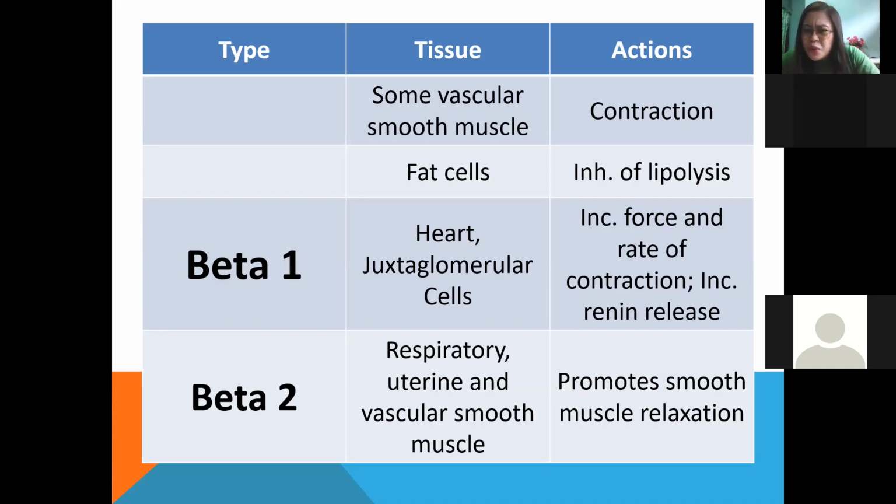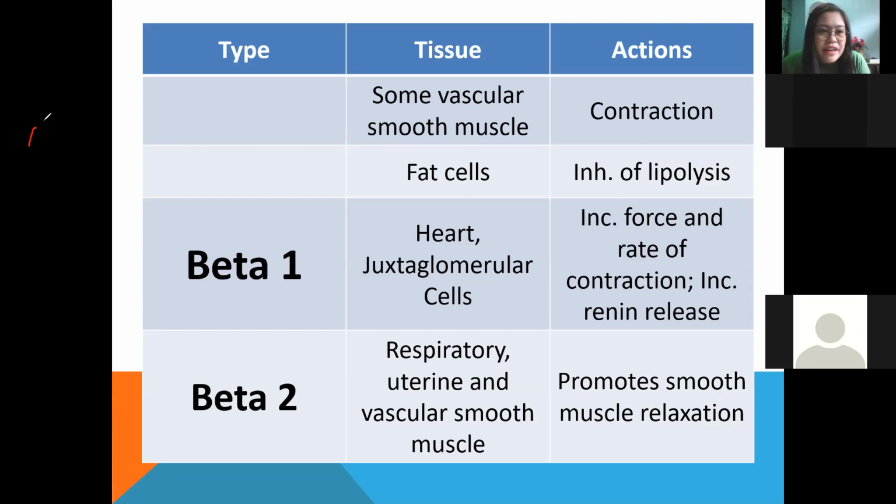Though we can also see beta-1 receptors at the juxtaglomerular cells sa kidneys. So it's specific to the juxtaglomerular cells sa kidneys. So what will be the effect of stimulating the beta-1 receptor? It will cause increase in the force and rate of contraction of the heart. So na-mention na nako ang force kagaina, it's inotropy.